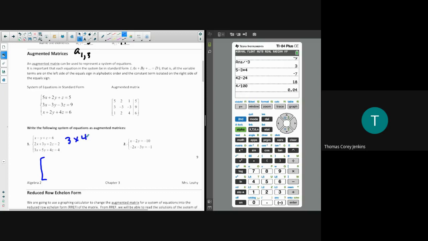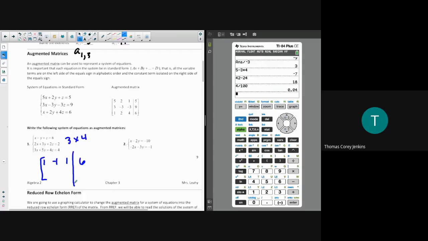by 4. All right, so my top row is going to be 1 for 1x, -1 for -1y, and 1 for 1z, and then 6 on the other side. I think in the book they like you to put that little separator. I don't think that's really necessary. You don't see that on your calculator, so I'm not as worried about this part.